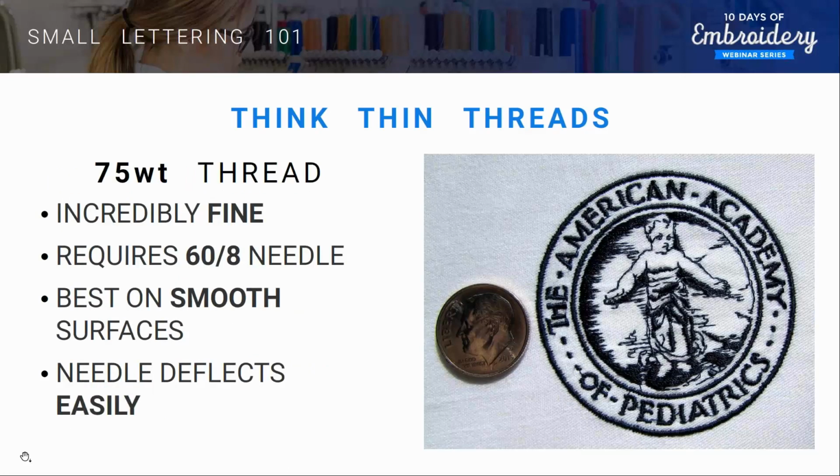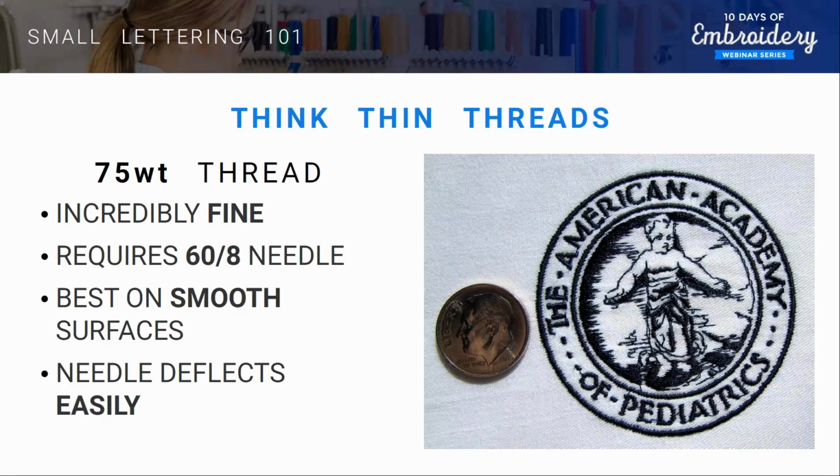And now we come to an outlier, 75 weight thread. I'm going to mention it just because I've had people mention it to me. This is a piece I did, and you're looking at it, that is absolutely a real photograph next to a dime. 75 weight thread is incredibly fine. It feels very much like you're threading up a machine with hair when you use 75 weight thread. It requires a very, very fine needle, 68 needle. It's also not available in very many colors right now. Is it usable? Absolutely, it's usable. It can do incredible things if you want to, but it's best on smooth surfaces.